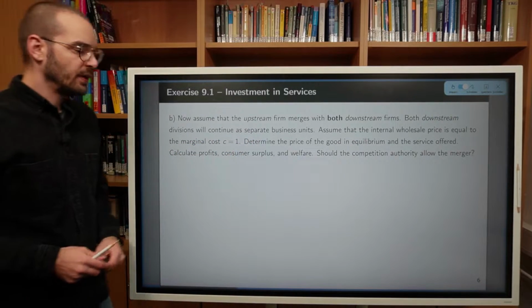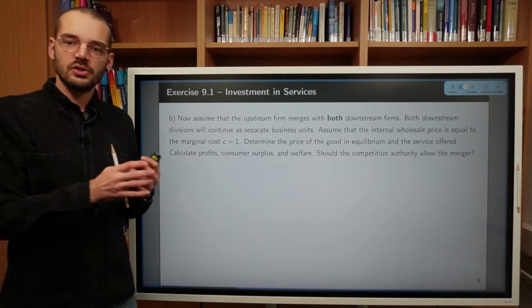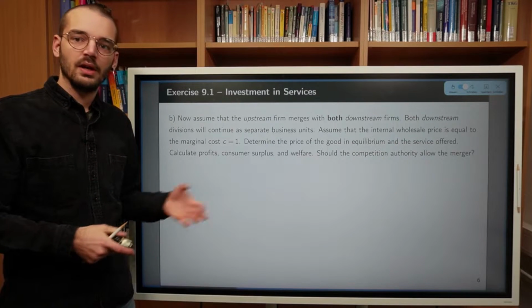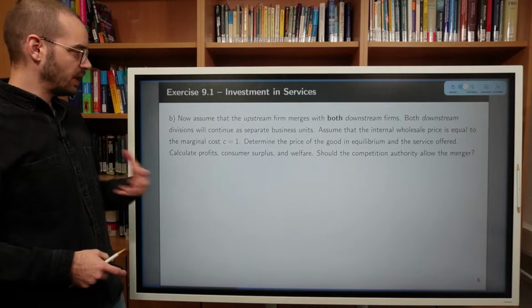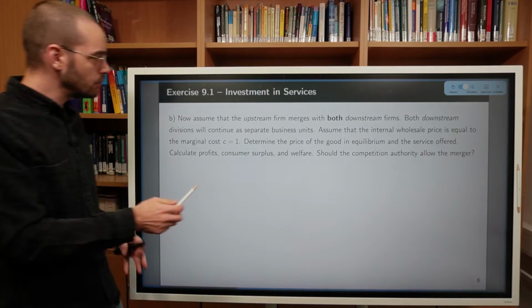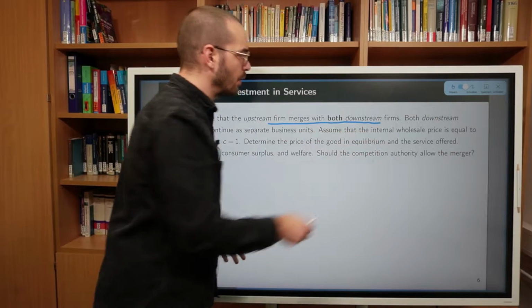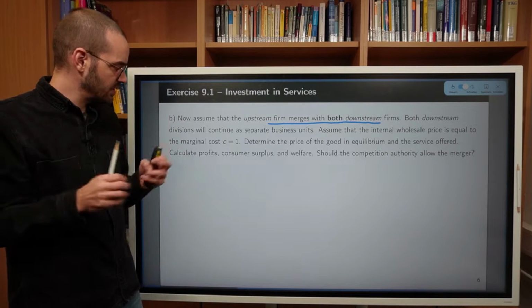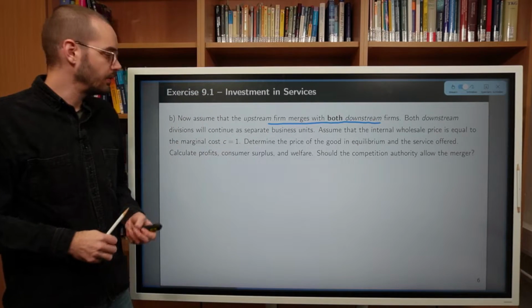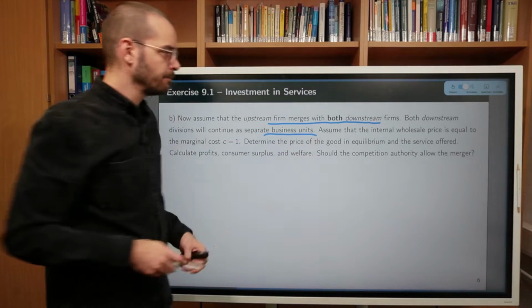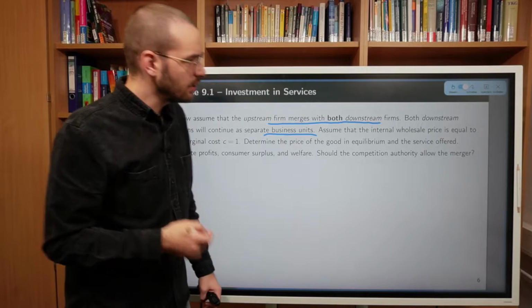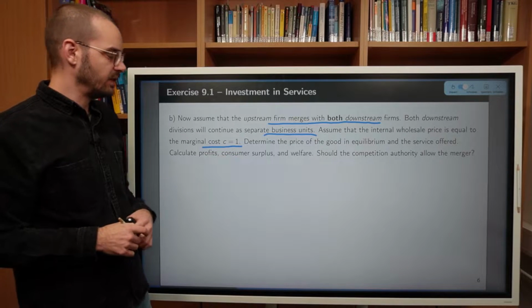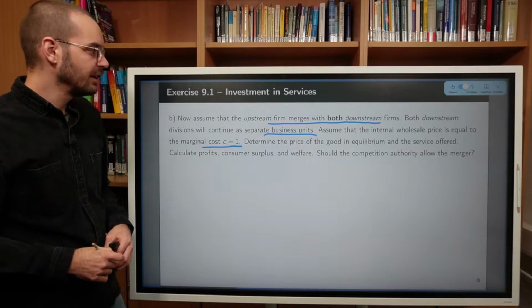All right. We are now going to make some small adjustments to the model just to consider different scenarios and compare these scenarios against the benchmark situation which we analyzed under task A. So now in task B, we are going to assume that the upstream firm merges with both downstream firms. Both downstream divisions of the now vertically integrated firm will continue as separate business units. We will now assume that the internal wholesale price is equal to the marginal costs, which probably makes sense on an intuitive level. It's one single integrated firm after all.